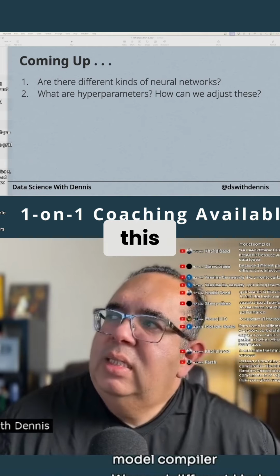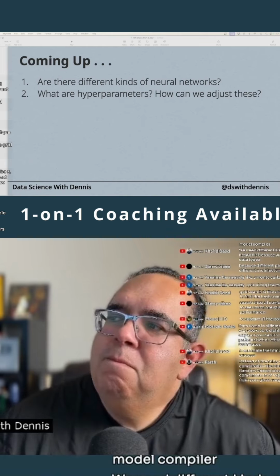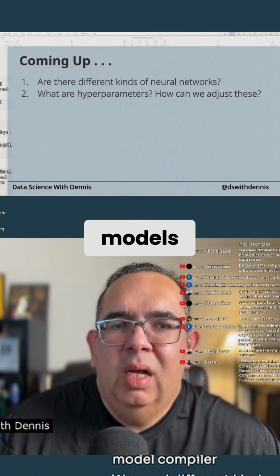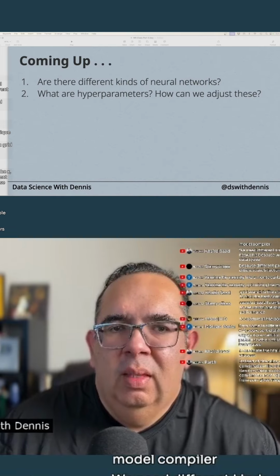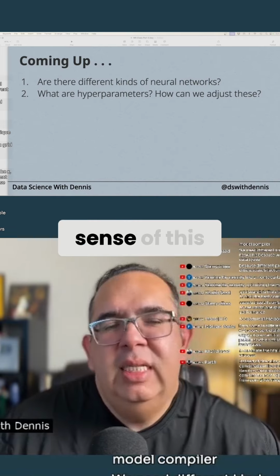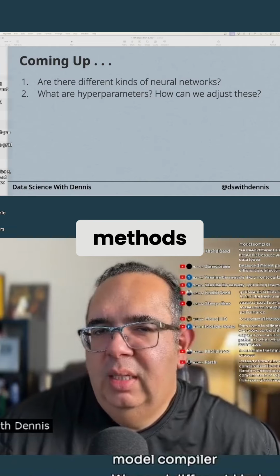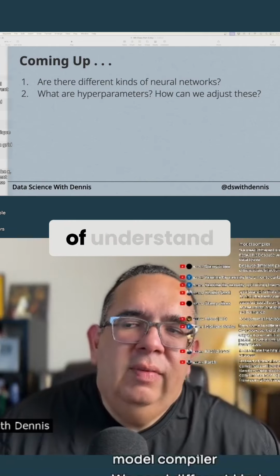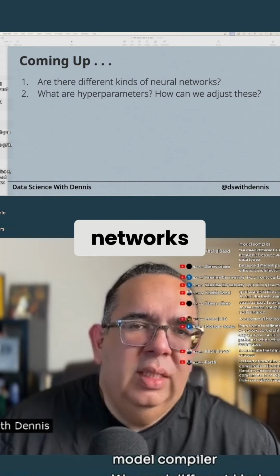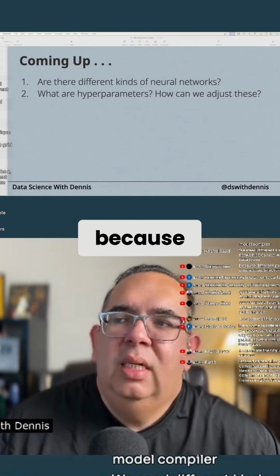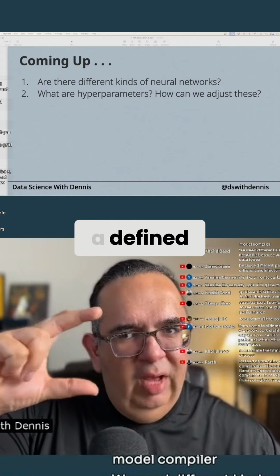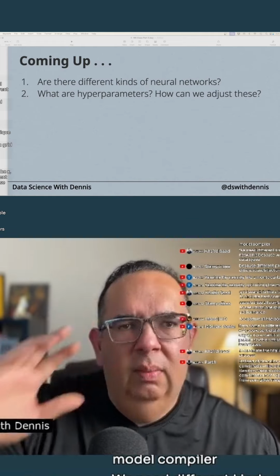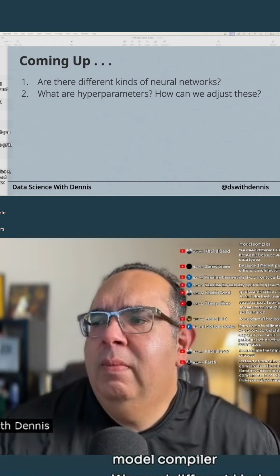And we see this, I think you can see it more clearly than you can in other models. You can get a sense of this from other models, like regression methods, right? But you really kind of understand it the most here in neural networks, because grid searching is such a defined portion of what we do in our code. Okay?